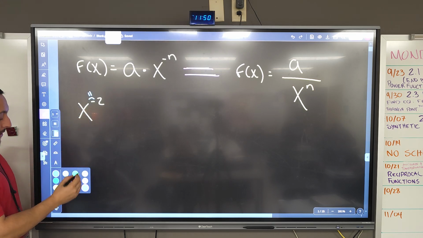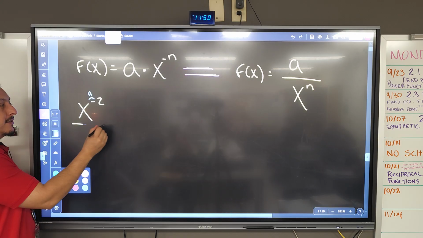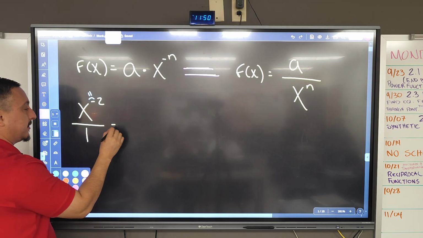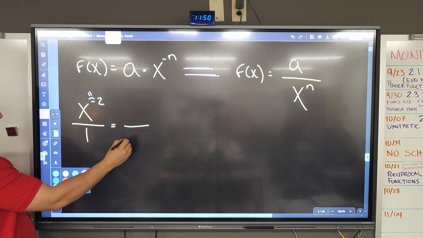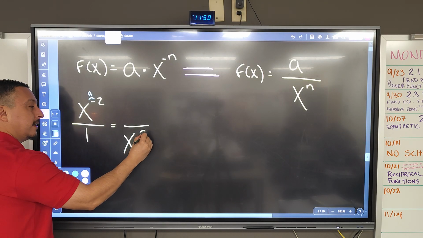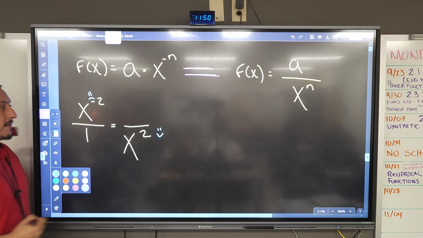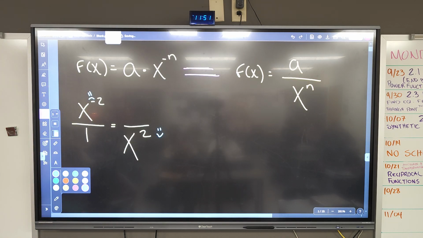So this one, if I break it down, it's really over 1, right? So right now it's really in the numerator. So the only other place for it to go is the denominator. If I move it down, now it's a +2, which means positive mood, happy mood. Negative mood, sad mood. Okay.